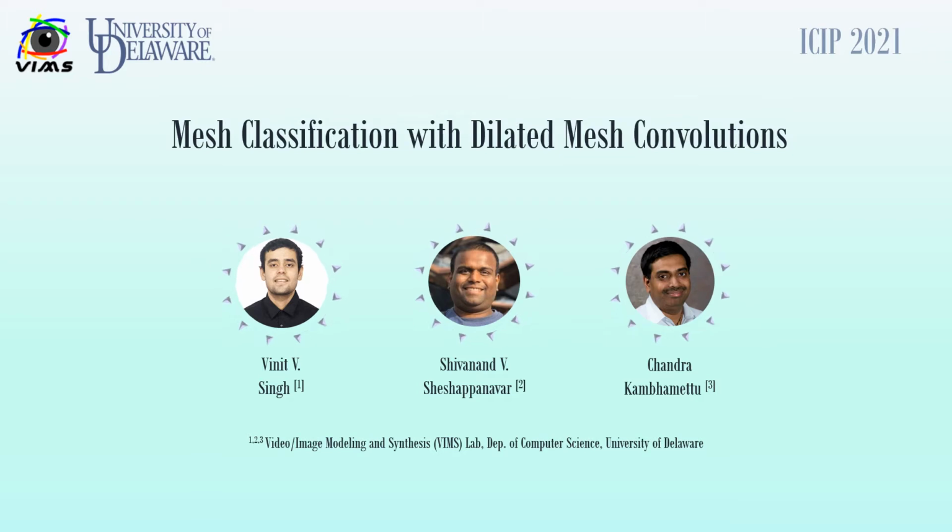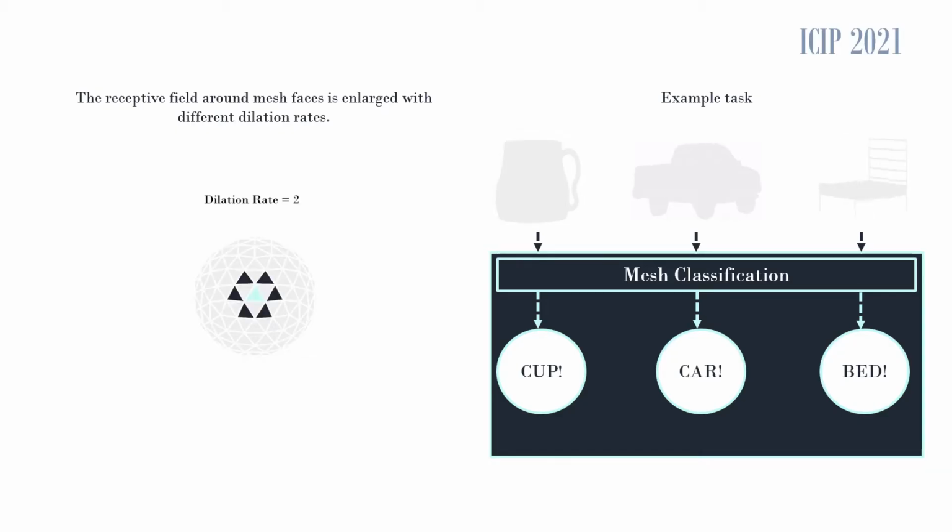We present Mesh Classification with Dilated Mesh Convolutions, accepted in ICIP 2021. In this paper, we establish a notion of dilated neighborhoods to perform dilated convolutions on 3D triangular meshes. Based on this notion, we design our novel dilated mesh convolution block to perform deep learning tasks. In particular, we perform shape classification of meshes in the ModelNet 40 and 3D Future datasets.